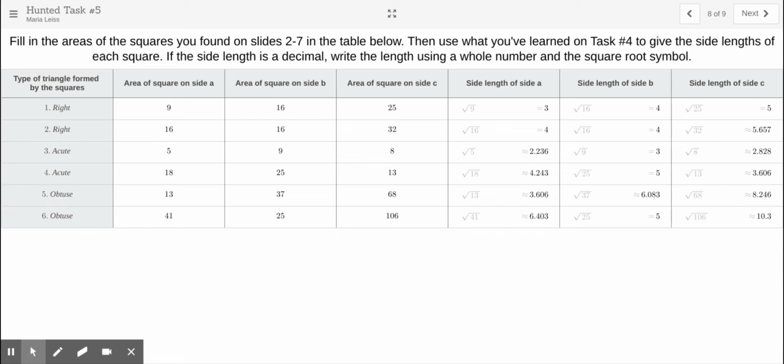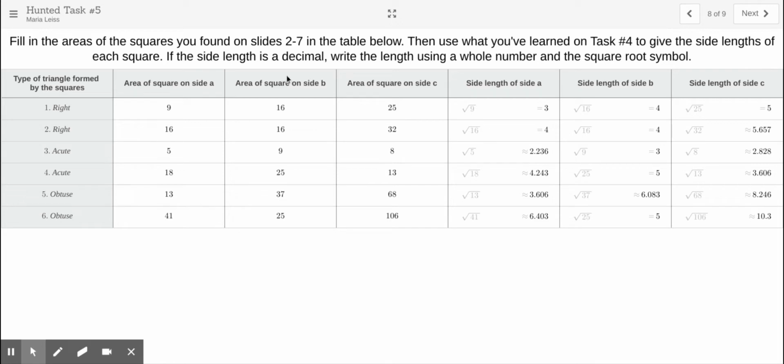Hi, everybody. So I want to go over slides 8 and 9 for task number 5 in our Hunted unit. If you were in the Google Meets, we spent a long time on task number 5, but we spent one full day on getting slides 8 and 9 finished. If you did not get this table filled out for slides 8 and 9, you might want to pause this video and go ahead and do that now so that you can have the correct answers.